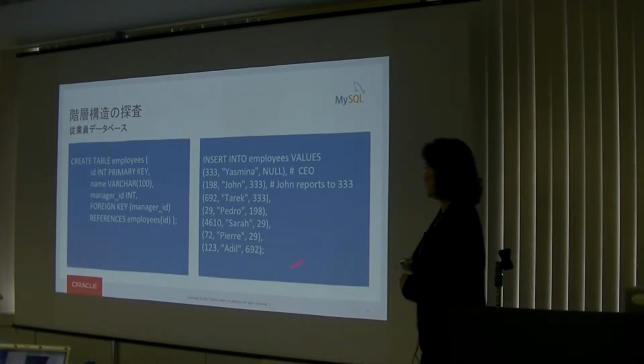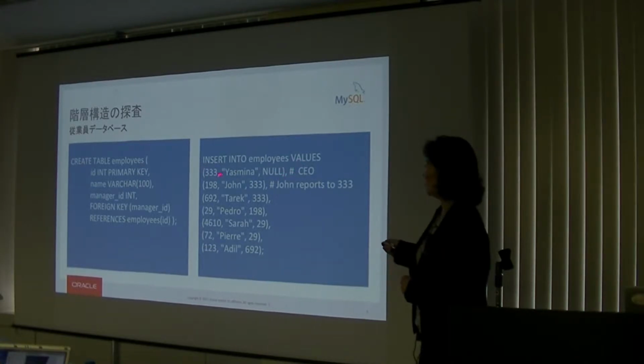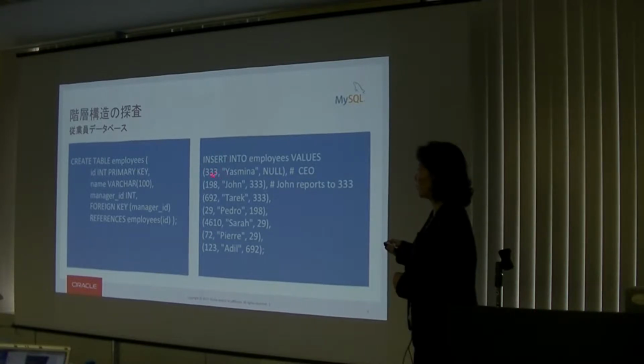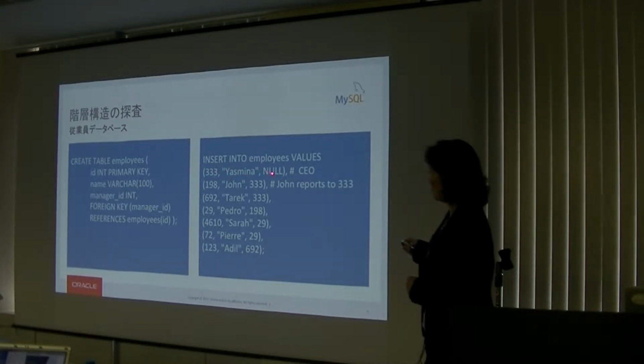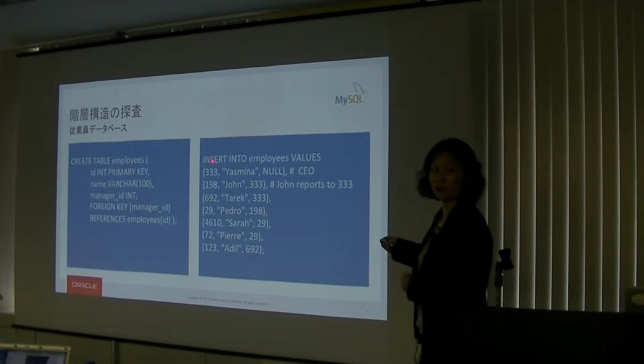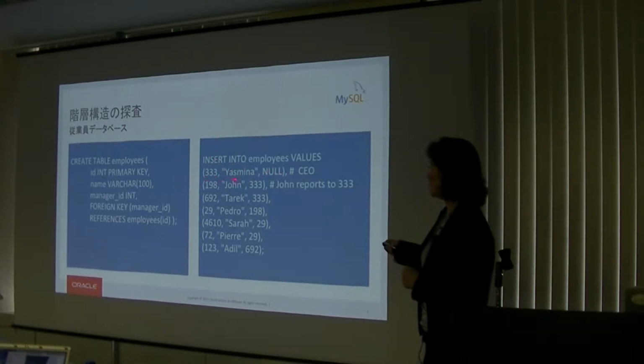Then we insert some data into this employee table. We have Yasmina. She's the CEO of the company. She has employee ID 333. The manager ID of Yasmina is null, which means she has no manager. She's at the top level. Then you have John with employee ID 198, who has a manager ID 333, which means John reports to Yasmina, because Yasmina's employee ID is 333.